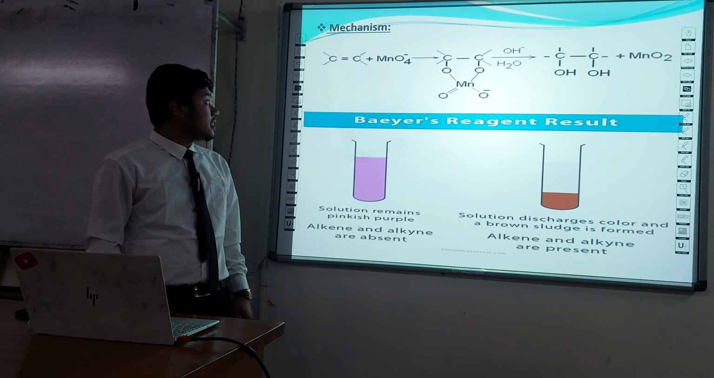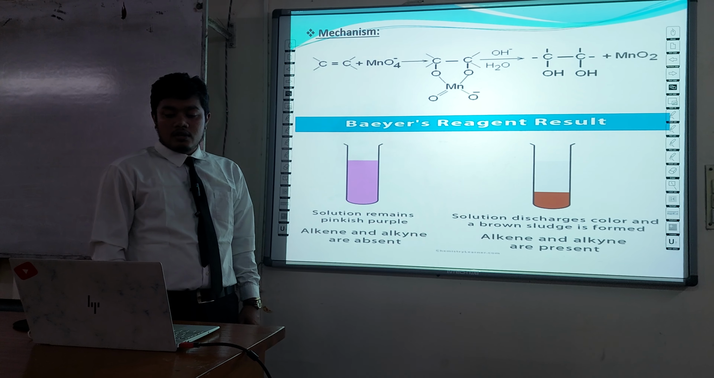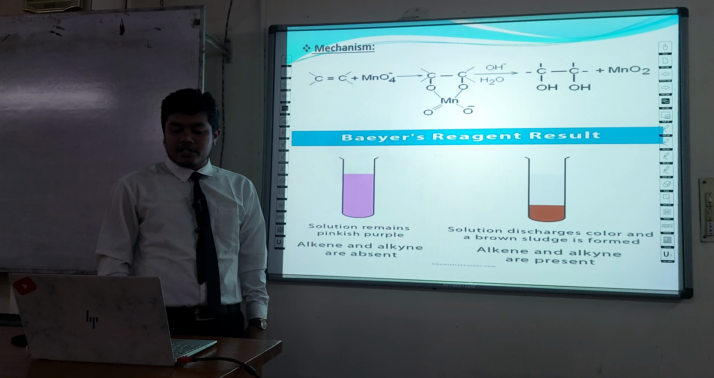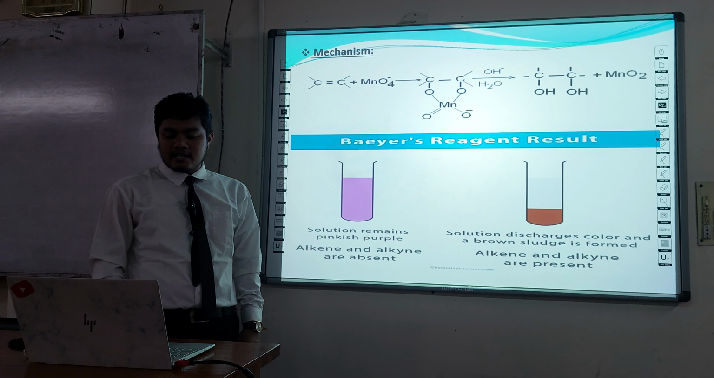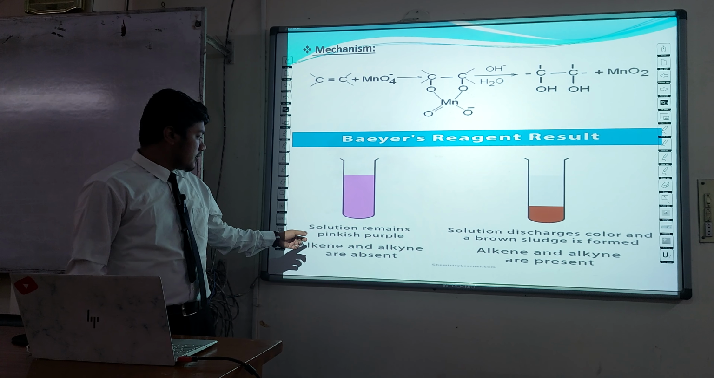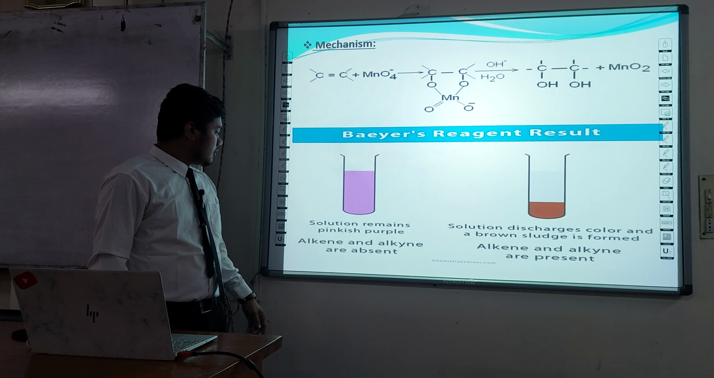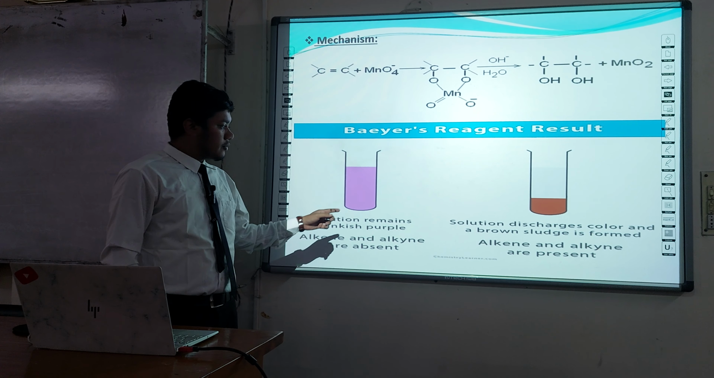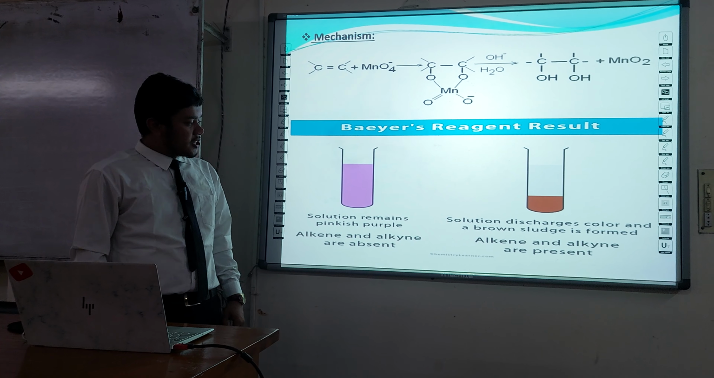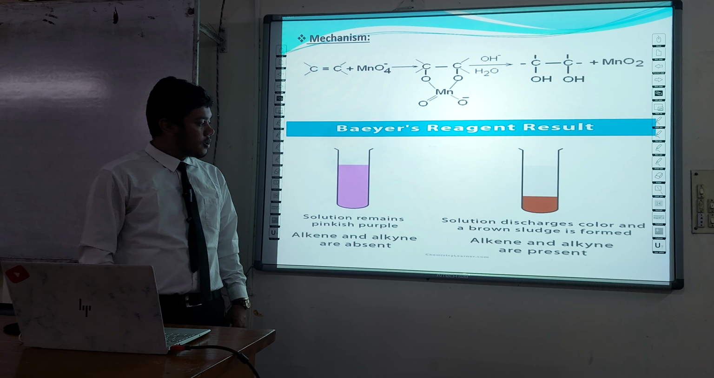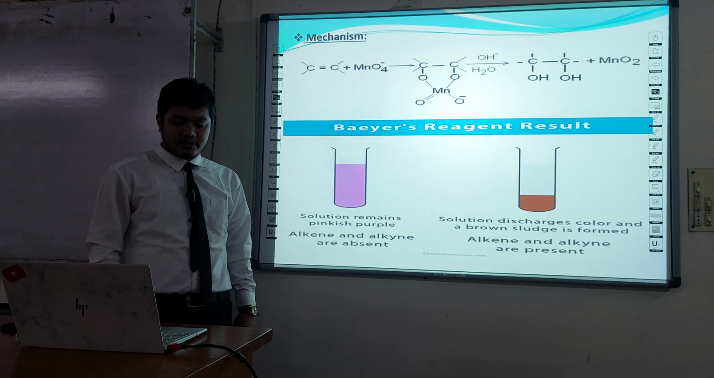Mechanism: we can see the mechanism of alkene reacting with potassium permanganate, and the result. Now we see that when alkene reacts with potassium permanganate, it forms a brown color.